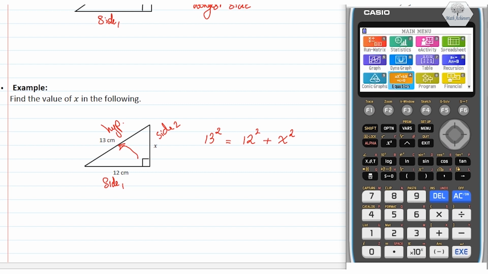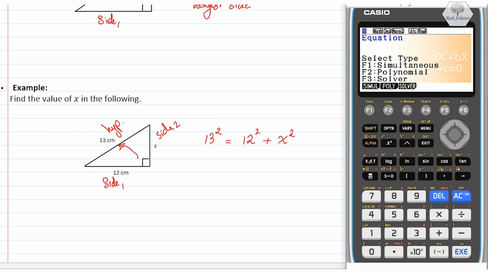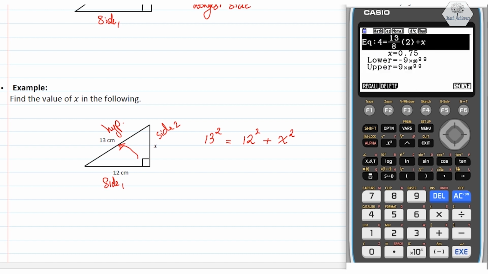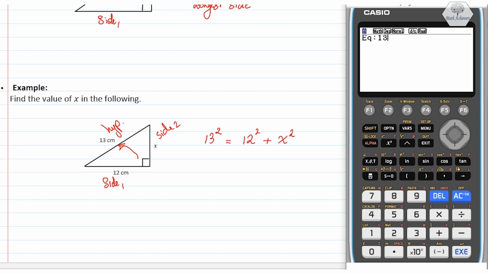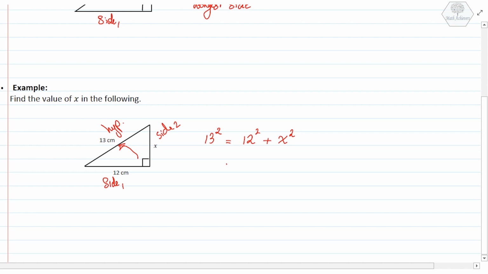and then I go to equation. After that, I use F3, which is the solver. Let's delete what's in there. Let's add 13 squared is equal to 12 squared plus x squared. And I execute, and I go to solve, and I can find that the value of x is 5. So x is equal to 5 centimeters.